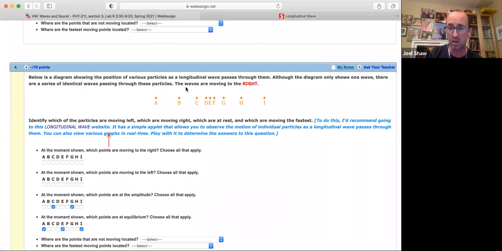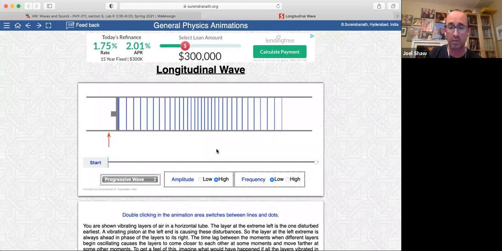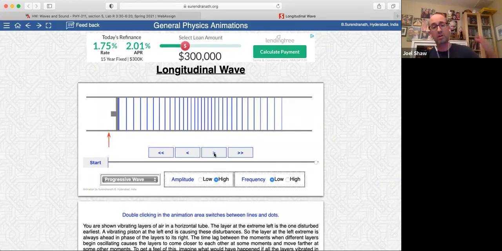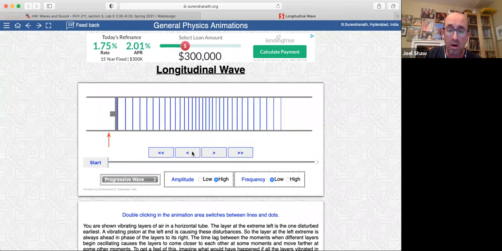So let's see, mine says the waves are moving to the right. Okay, so since the waves are moving to the right, hitting this right arrow here is what I want to do. That's going to move the wave to the right, and I can see what's happening. And what I'm looking for right now is I want to find these amplitude points, these points that aren't moving.